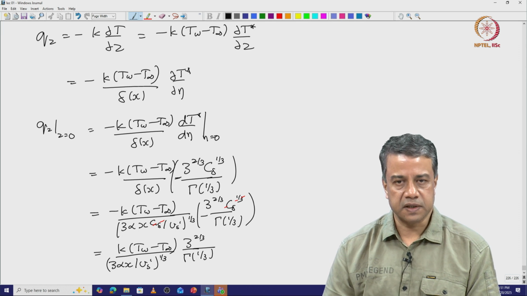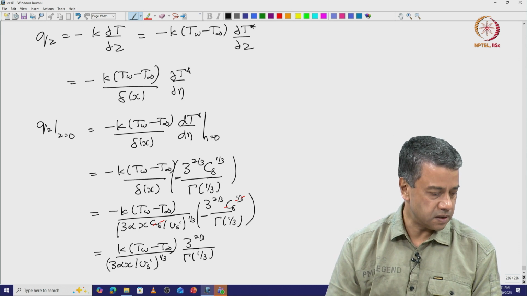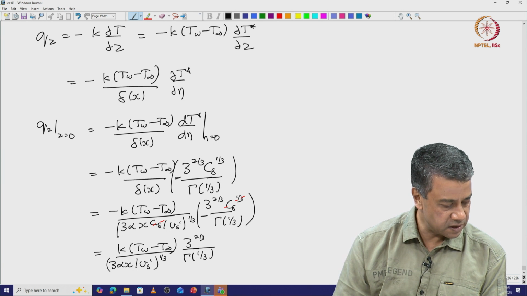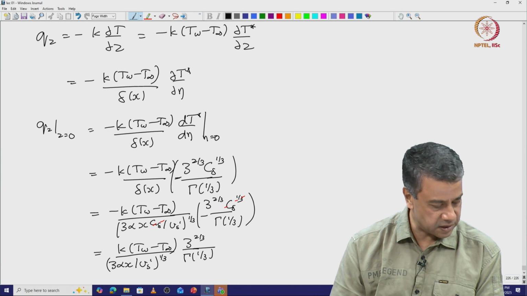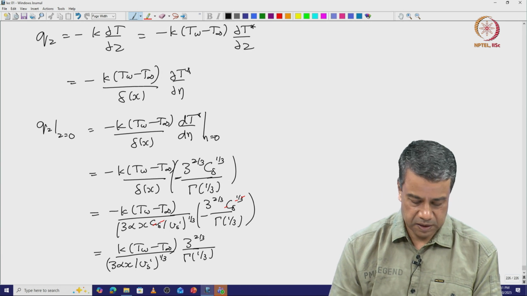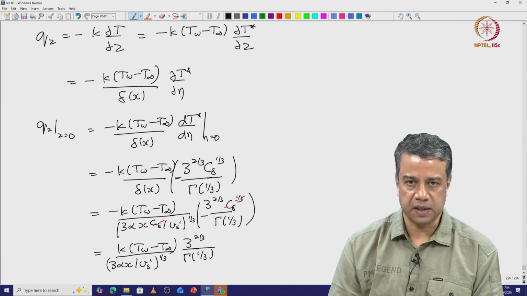This is the heat flux at a given location x. What is the average heat flux? I will continue that discussion in the next lecture. I will see you then.